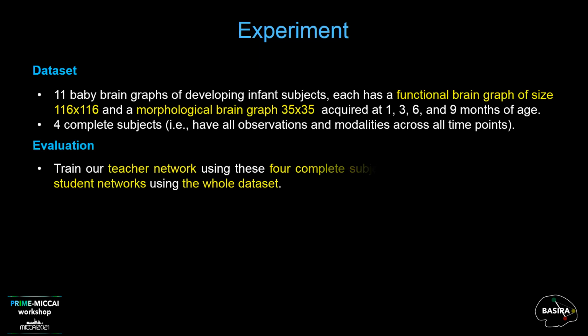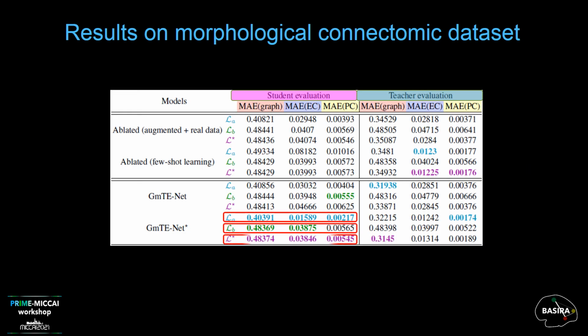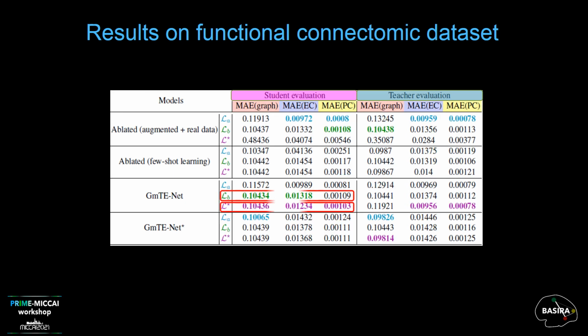We evaluated our framework on 11 developing infant subjects. Each is represented by two brain graphs derived from two different brain parcellations. We compared against two ablated methods and its two variants using mean absolute error, eigenvector, and PageRank centrality. Our model, GmTE Net star, is ranked best when predicting the morphological brain graph trajectory, and second best following GmTE Net variant when evaluated on functional brain graphs.